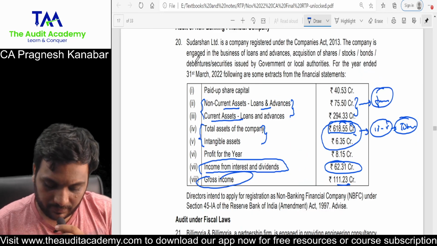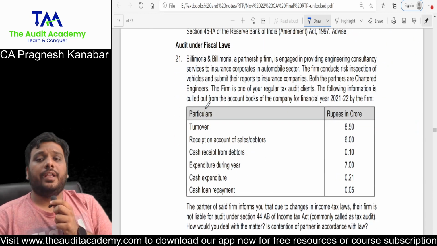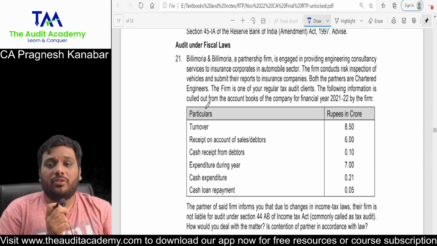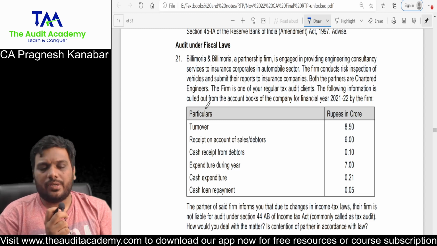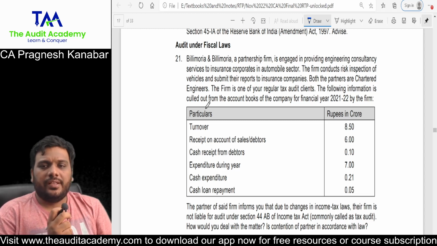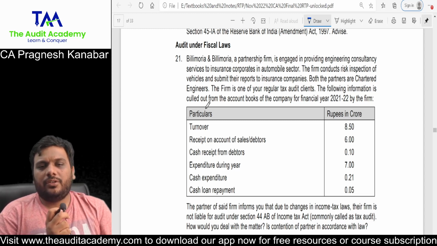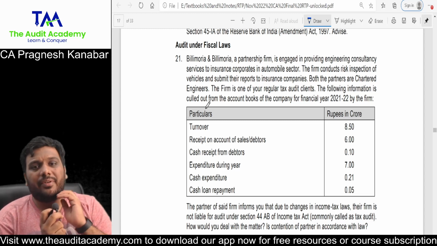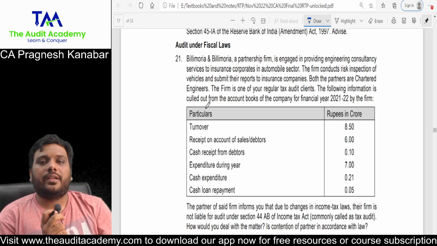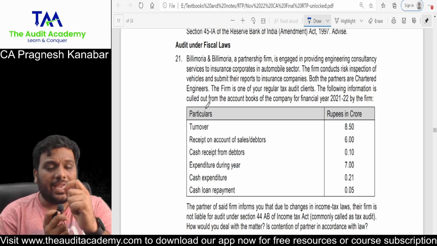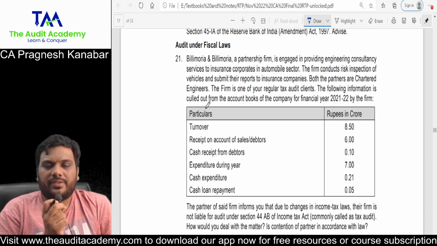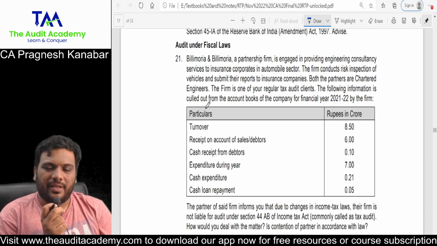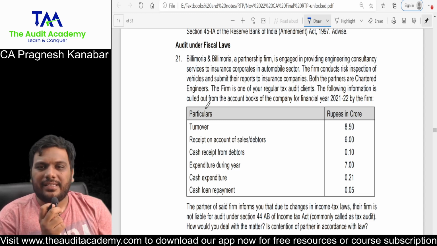Now next is audit under fiscal laws. They have tested a very common sense concept over here, applicability of tax audit. They haven't tested the tax audit clauses, but we know there are questions on those also. You know that the tax audit applicability threshold limit was revised upwards to 10 crores, provided that cash receipts do not exceed 5% of the turnover. But that was for business, not for profession. For profession, the limit still stays at 50 lakh rupees.